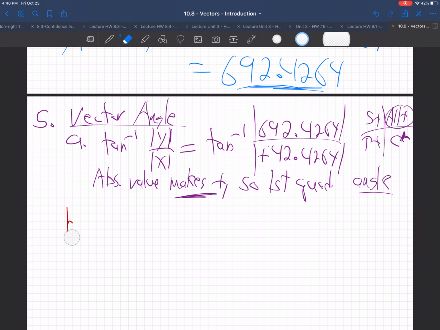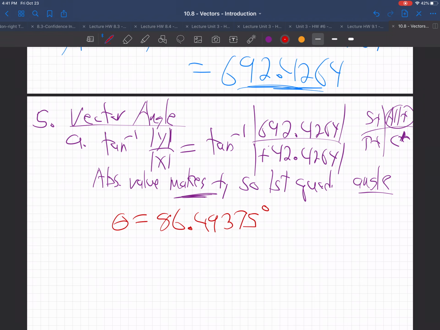So let's do that. So this is tangent inverse. Oh, I already wrote it there, didn't I? So let's just get the answer there. So that's your angle. So theta, that's your angle at first. Tangent inverse there. I'm going to hit the buttons on my calculator. Make sure you're in degree mode. 692.4264 divided by the other one, I'm getting 86.49375 degrees. Now that's, again, first quadrant.